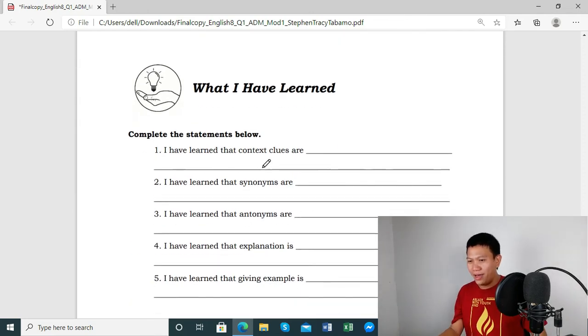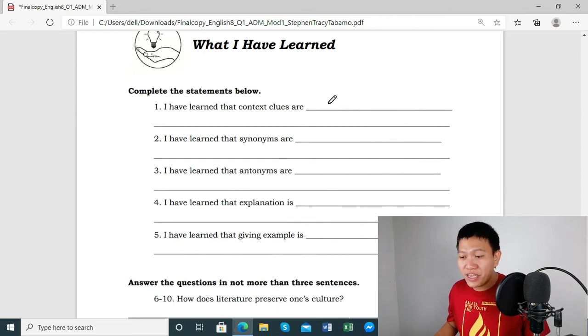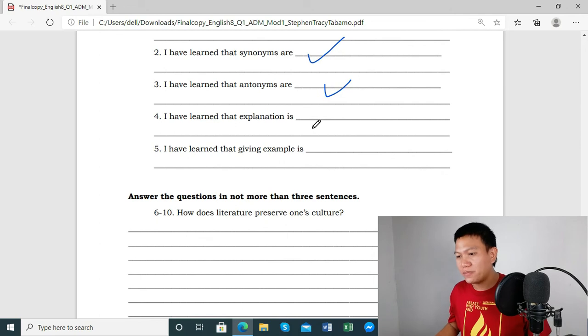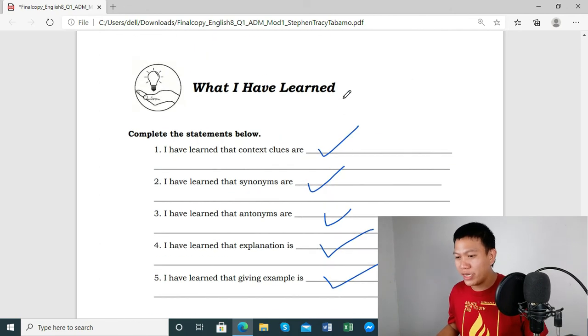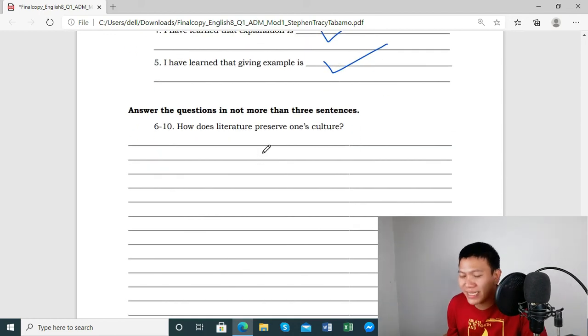Next. Okay. This is the reflection part. What I have learned. There are no wrong answers here. I have learned that context clues are. I have learned that synonyms are. I have learned that antonyms are. I have learned that explanation is. I have learned that giving example is. Tapos ituloy mo lang yung sentence. Clear? Answer the questions in not more than 3 sentences. So wag sosobra ng 3 sentences, okay?